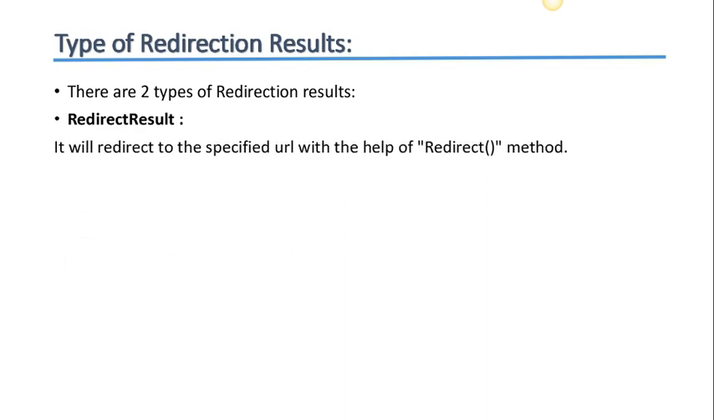The redirection result is used to redirect the action method to the specified URL. So it will redirect the result with the help of a redirect method. If you want to redirect your view to a custom domain, or like the Facebook or Google page, or any custom domain, then you can go with the redirection result. For more detail, we will go programmatically and understand it.